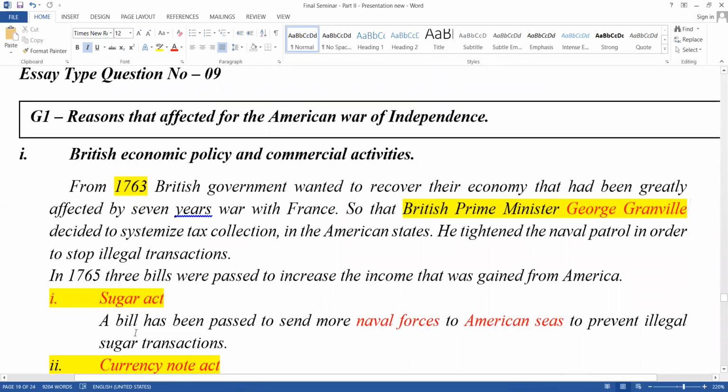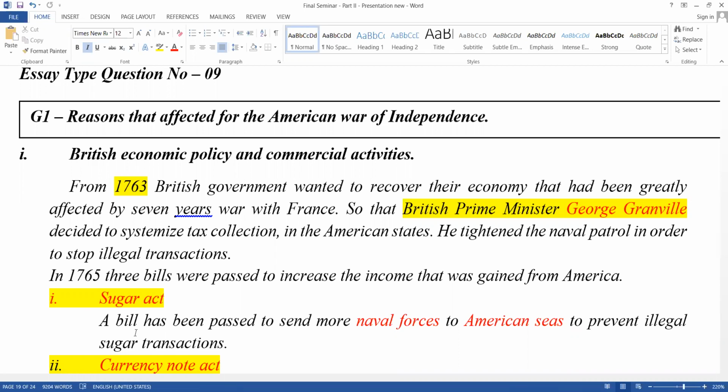What was the Sugar Act? According to the orders of the motherland, sugar, one of the main productions in America, could not be sold directly to any other country. That sugar had to go through Great Britain. They had to send it to Great Britain, and only from there could it go to other countries. That means a tax had been obtained.